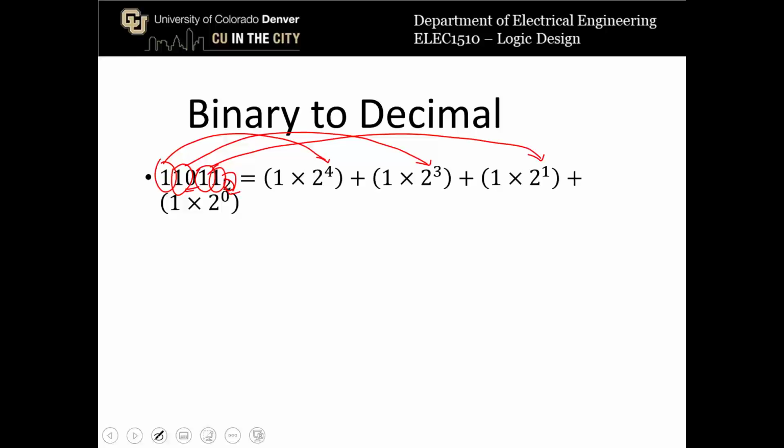Since there was a 0 in the seconds place, we don't have 1 times 2 squared. So that's going to equal 16 plus 8 plus 2 plus 1, which is 27 base 10. So conversion from binary to decimal is pretty easy. Whenever you have a 1 in a certain place, that's just 1 times 2 to the place of wherever that 1 was. Then you just add up all of those numbers, and then you get the decimal equivalent.